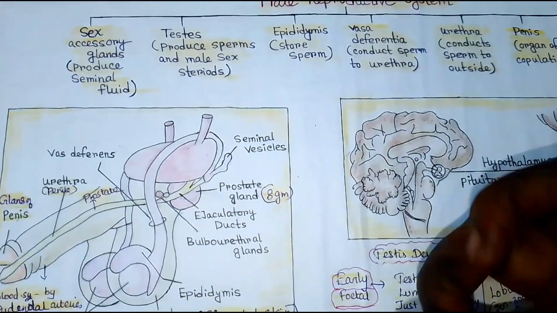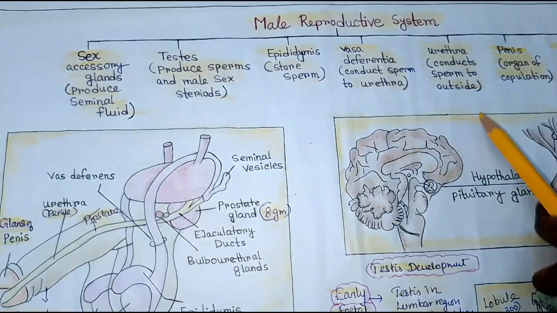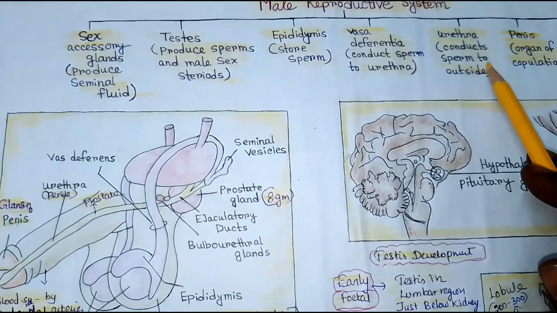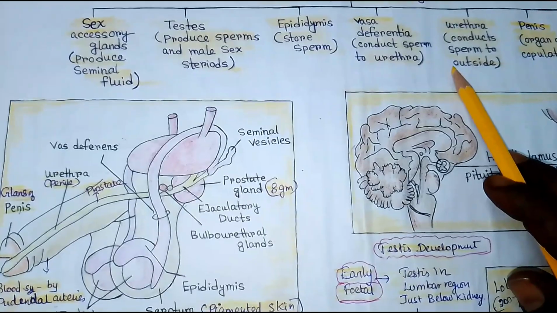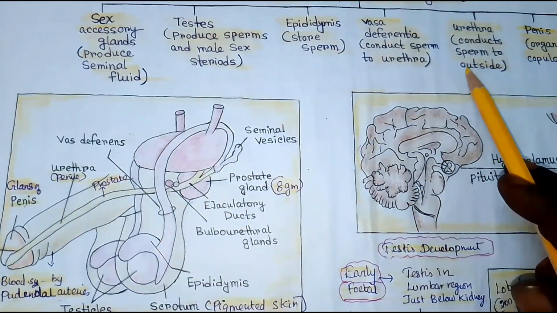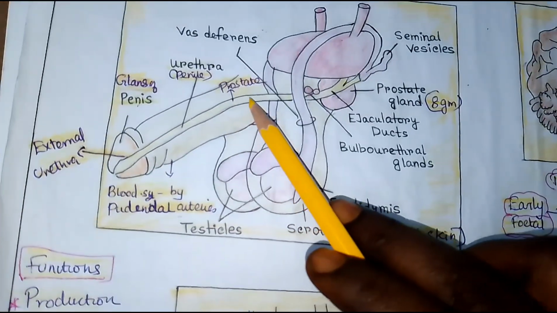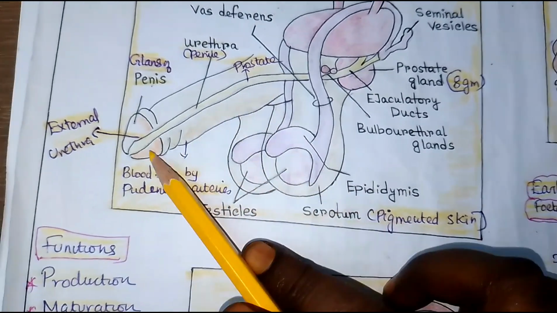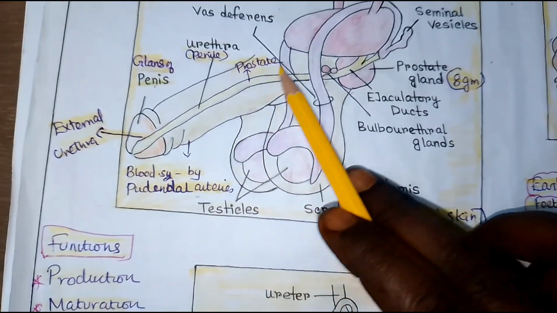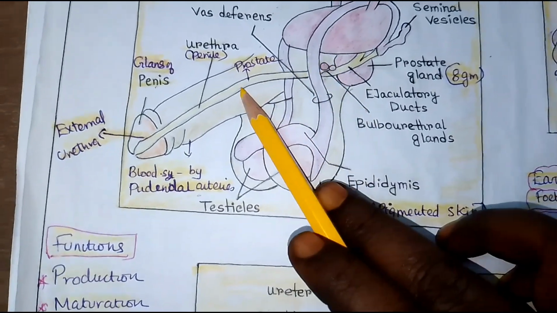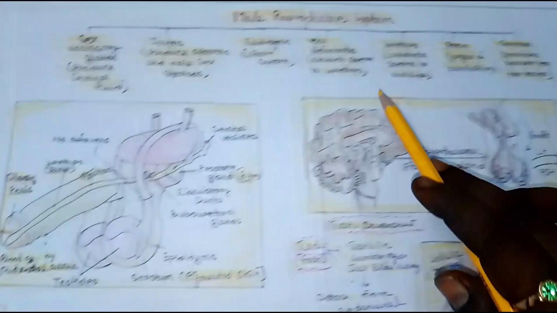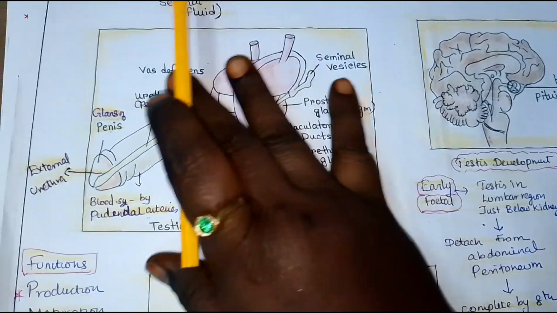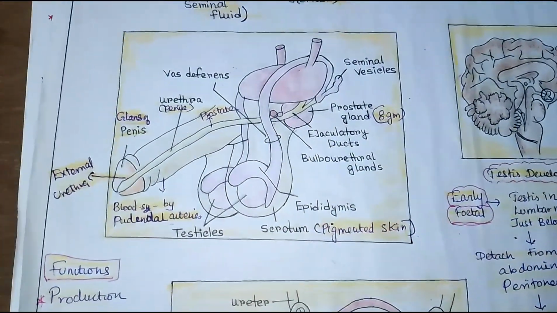With some spasmodic movements. The urethra can be described in three parts. This is the penile urethra, the urethra within the penis, which is the external part. Then the prostate gland is present, so it is the prostatic urethra. So this is the overall view of the male reproductive organs.